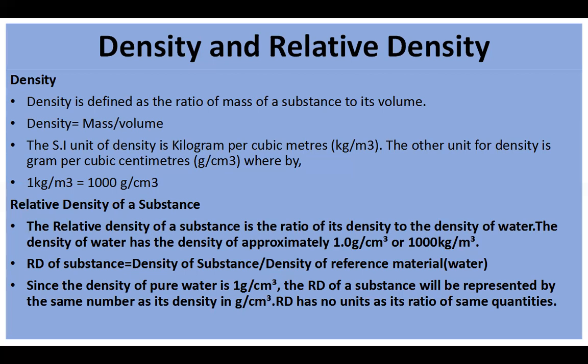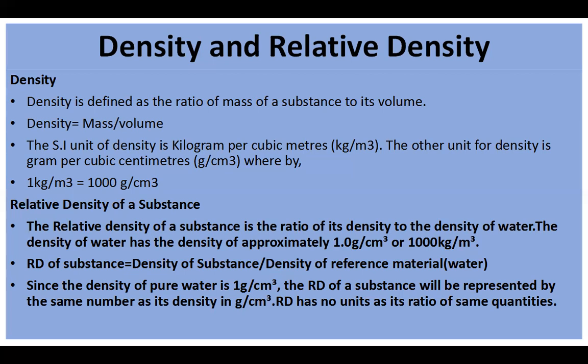Now the other one is the relative density. The relative density of a substance is the ratio of the density of that substance to the density of water. So when you see the ratio of the density of a substance to the density of a reference material, that is water, you definitely know that is the relative density. Water has an approximate density of 1 gram per cubic centimeter, or 1,000 kilogram per cubic meter. So that's the density of water.